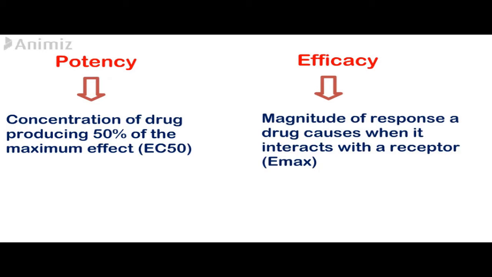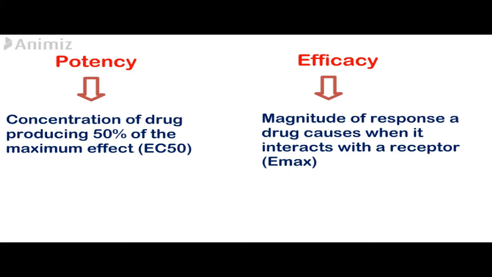While efficacy is how much of a drug response can be produced when the drug interacts with the receptor, and this efficacy is dependent on the number of drug-receptor complexes that have been formed and the intrinsic activity of the drug. Intrinsic activity is the ability of the drug to activate the receptor and cause a cellular response, and this activation can be full or partial, which we will be discussing later. An important parameter here is the Emax, which is the maximal efficacy a drug can reach.